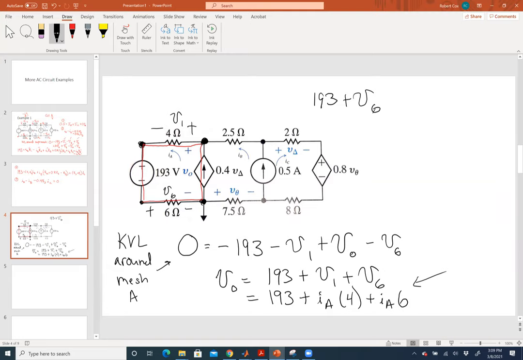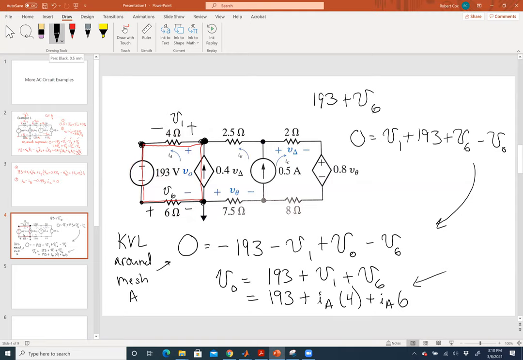It's basically what you're going to get is everything's going to have a minus sign on it. It's still going to be equal to zero. That's the same equation. Gotcha. Let me do that real quick just to make sure that that's clear. So if I started here and I went in the counterclockwise direction, I would get V1 plus 193 plus V6 minus V0. Those equations are the same, aren't they? Yes. I mean, I multiplied each side by minus one, right? That's the same equation.